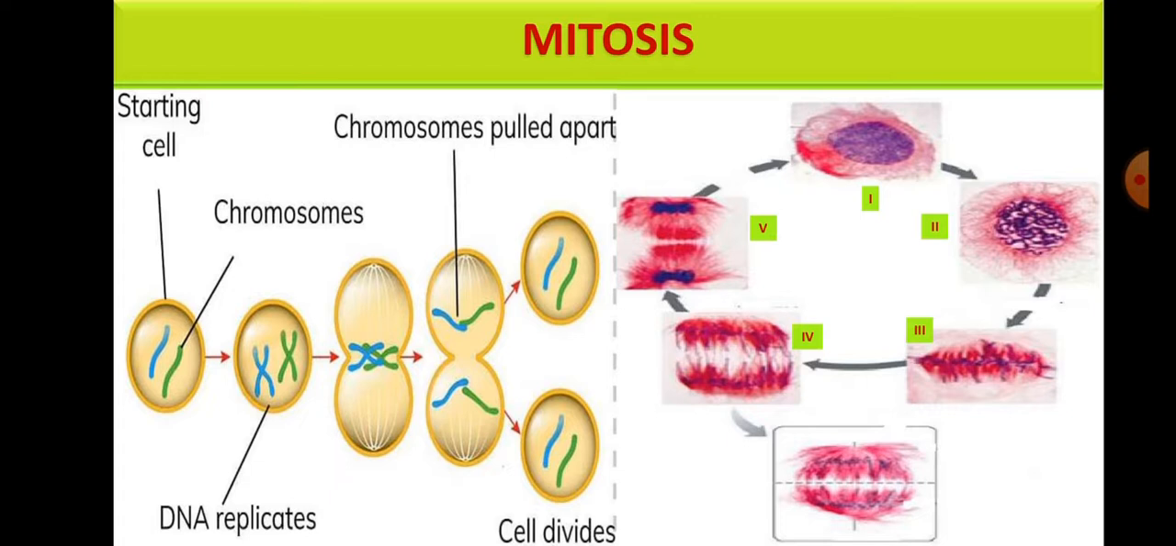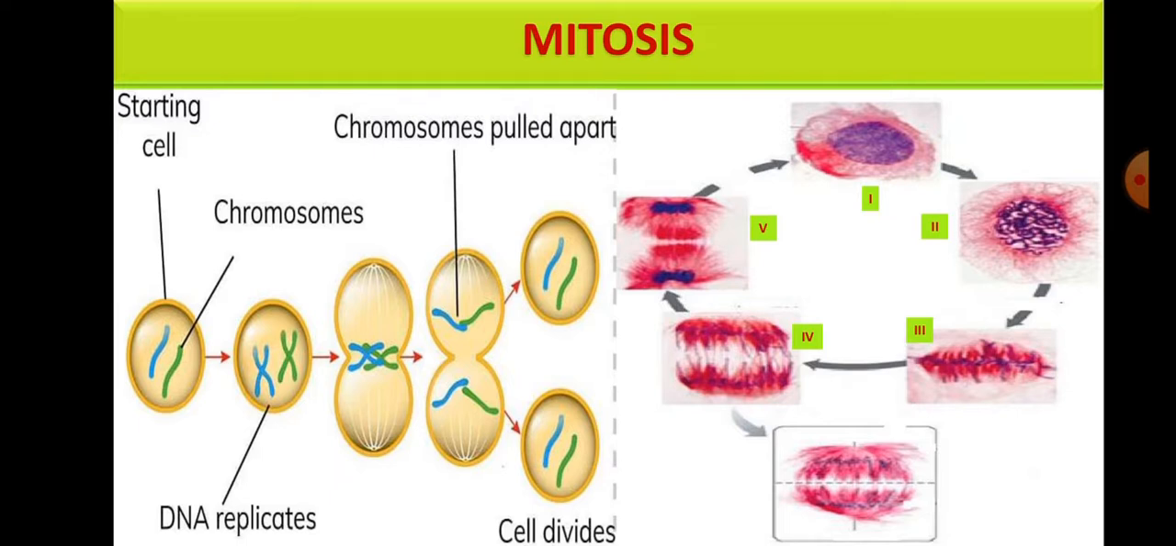Then in the next stage you can see the cytoplasm has also completely divided and separated, and both the new daughter cells are formed, which are absolutely identical. They look exactly like the parent cell. They contain the same number of chromosomes and the same amount of genetic material.